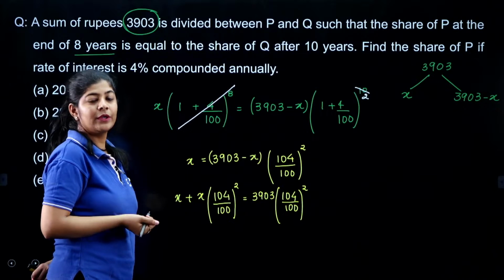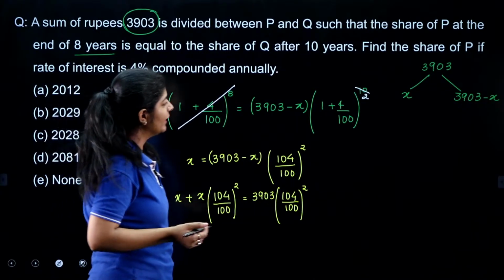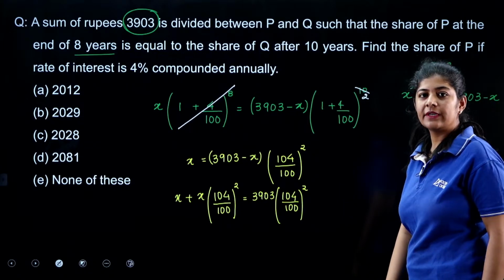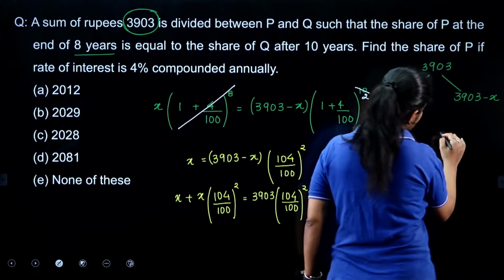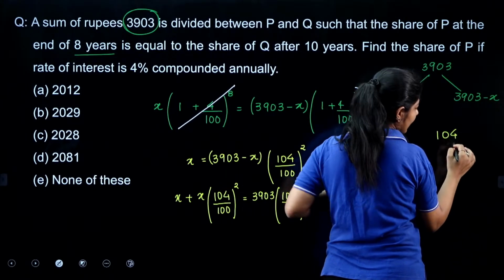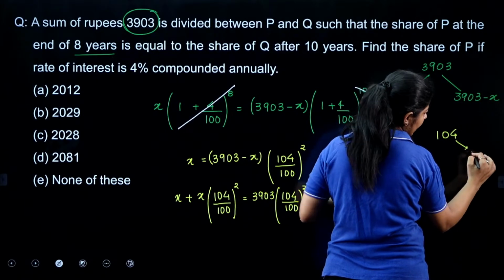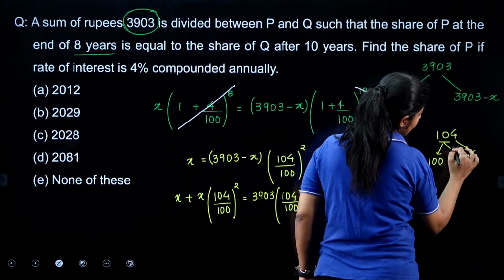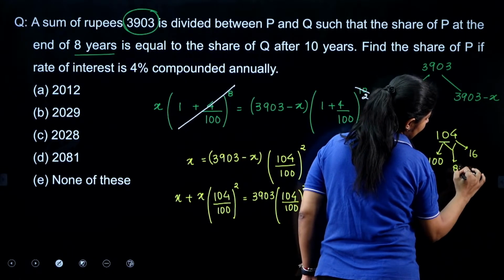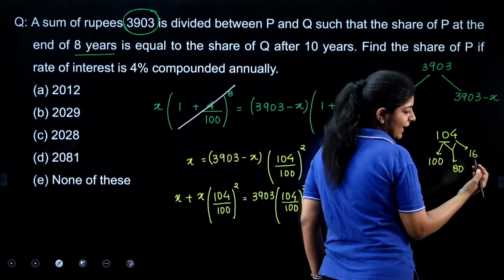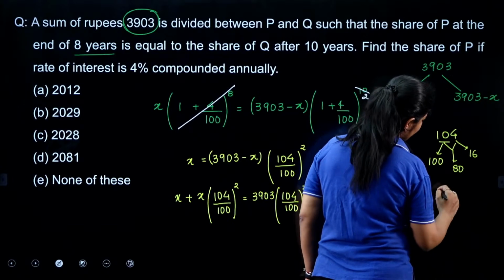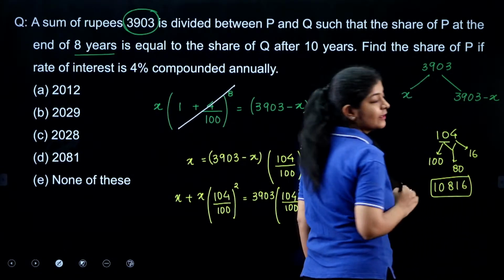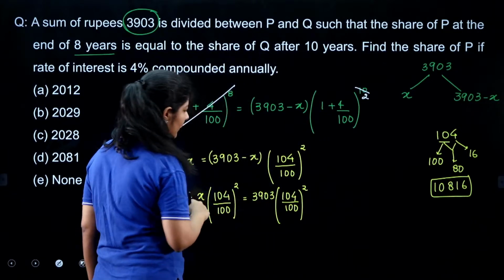Now as we are going to write down the values for this one, first we need to find out the square of 104. So the square of 104 that we are getting over here is, here we are getting 16, and because of that we are getting 100, and here we are getting 80. So we are just going to add the values over here. So what are we getting? We are getting 10816. This is the square of 104.